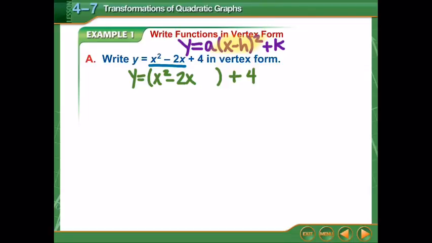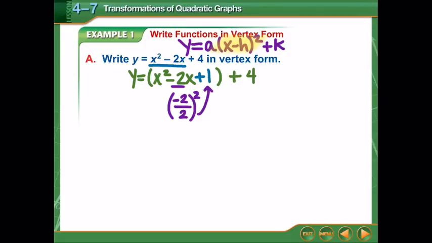So remember, you're going to take the number in front of x, which is a negative 2 in this case. You're always going to divide by 2 and then square it. And that's the number that's going to go right here in this blank. So negative 2 divided by 2 would be a negative 1, and negative 1 squared is plus 1.